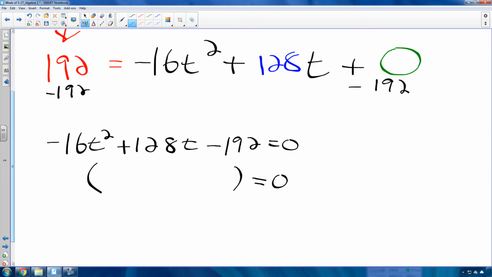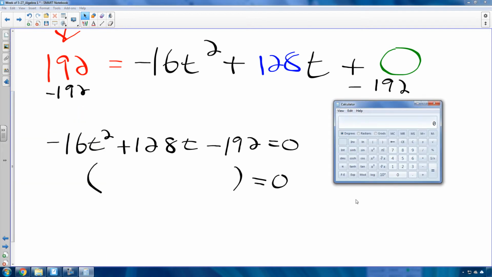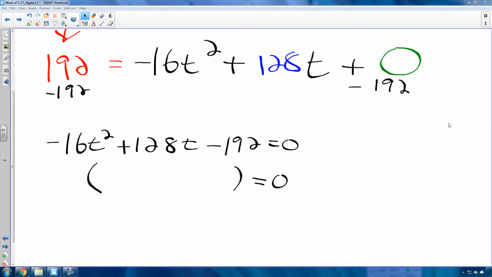Well, I could take 128 and try to divide it by 16 or 8 or 4, because I know those are numbers that might work. So I'm going to take 128 and I'll try to divide it by 16. It goes in 8 times, which is really nice. So I'll take 192 and I'll try to divide that by 16. It goes in 12 times. So it looks like 16 goes into this one 8 times, and it goes into this one 12 times.